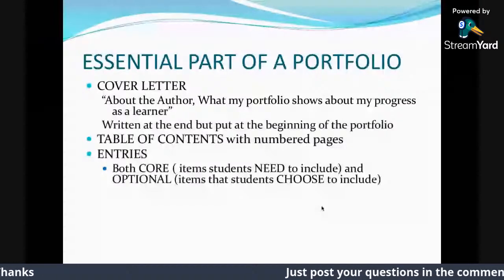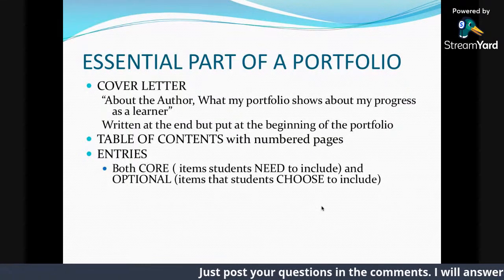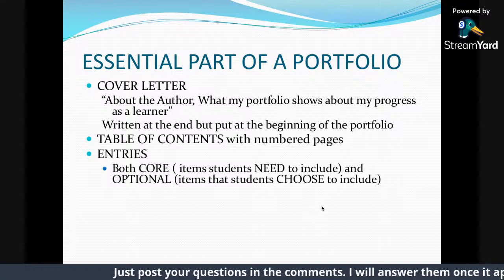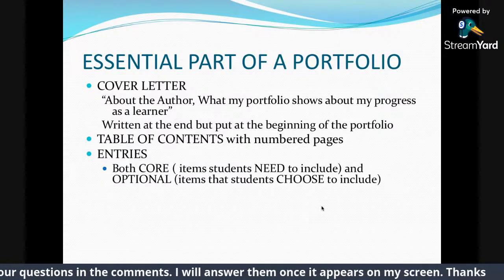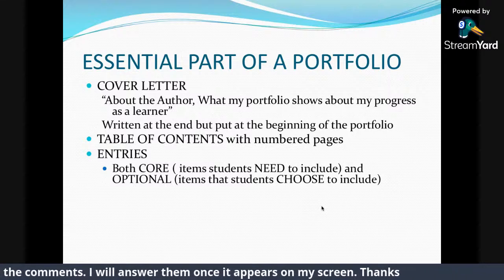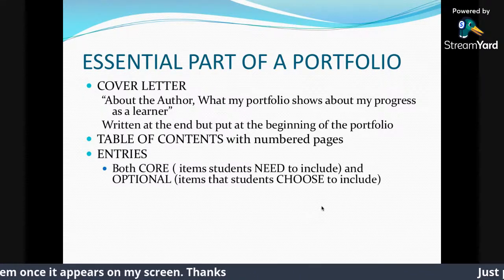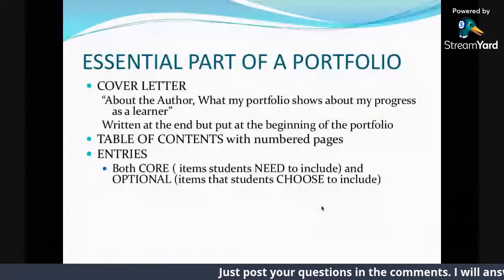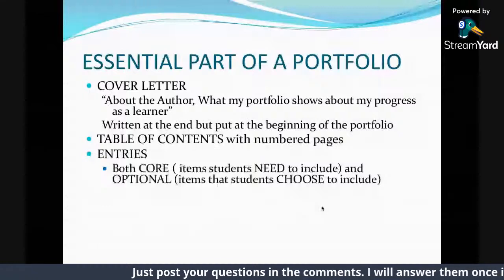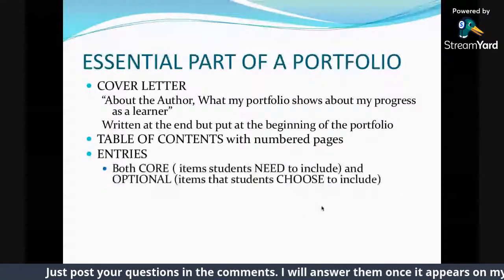Ang titignan ng teacher ngayon ay kung what did you realize? Help you? How did it improve you as a student? Okay? So, optional. So, pwede kayong maglagay ng mga ganyan, mga optional entries. Pero syempre, ang hindi dapat mawawala ay yung mga core. Yan yung mga required na dapat na i-include. Dapat meron sila.